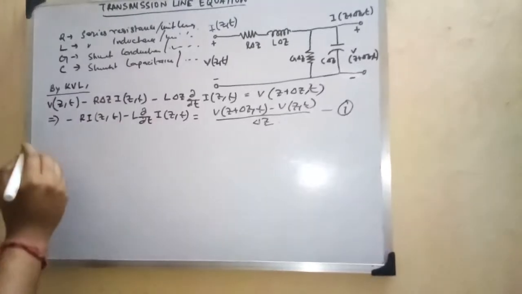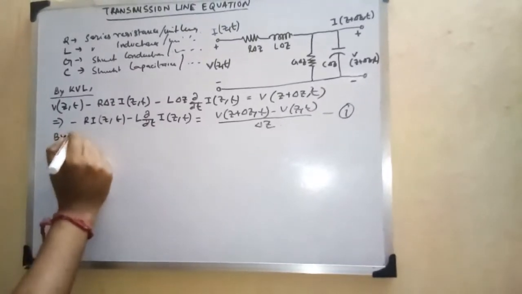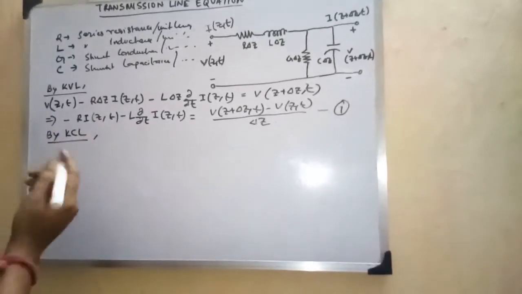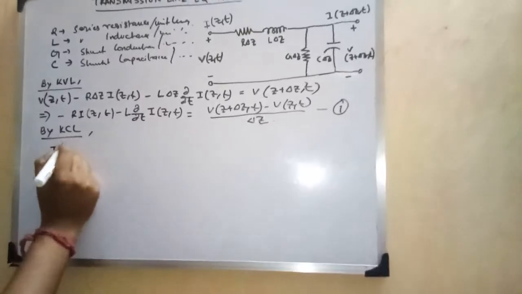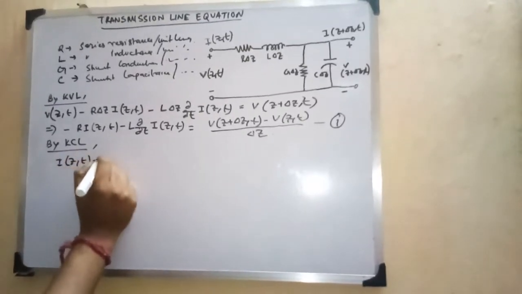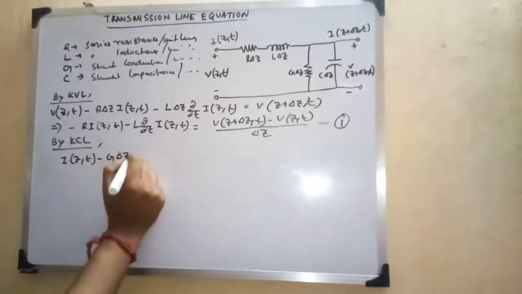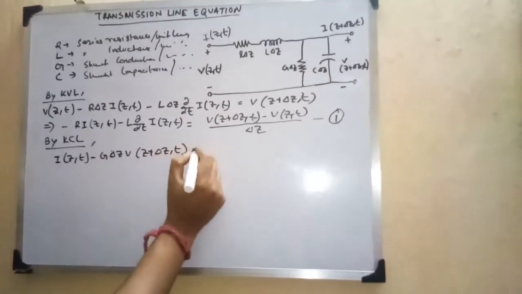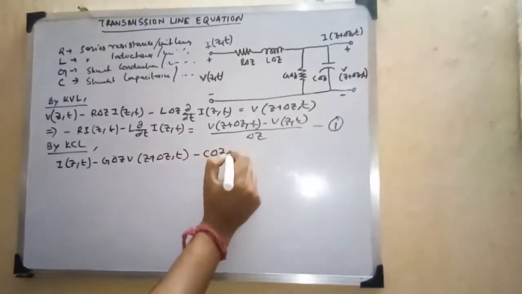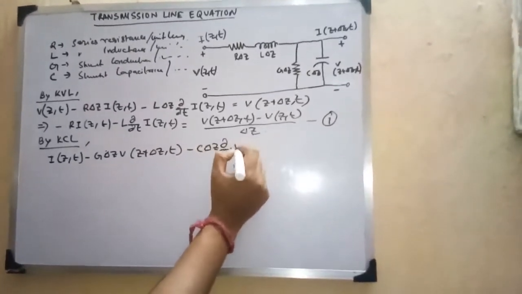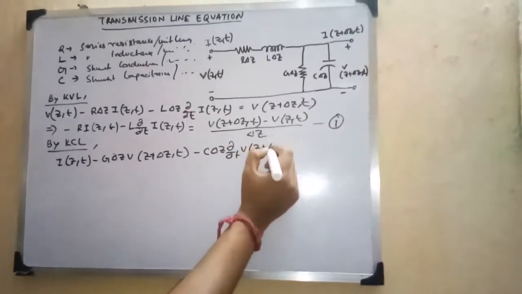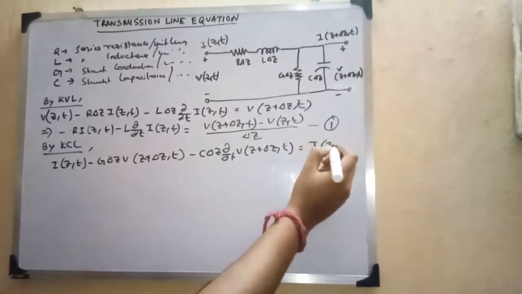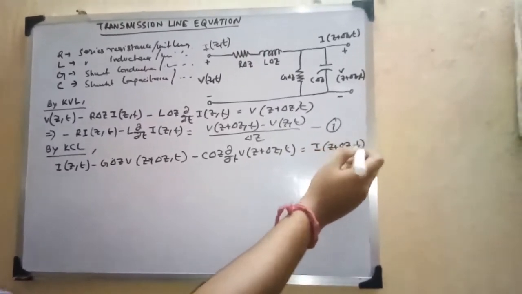Now we will apply KCL. By applying Kirchhoff's current law, we will find the expression for current. So this is I(z,t) minus G del z V(z plus del z, t) minus C del z del/del t of V(z plus del z, t) equals I(z plus del z, t), right?